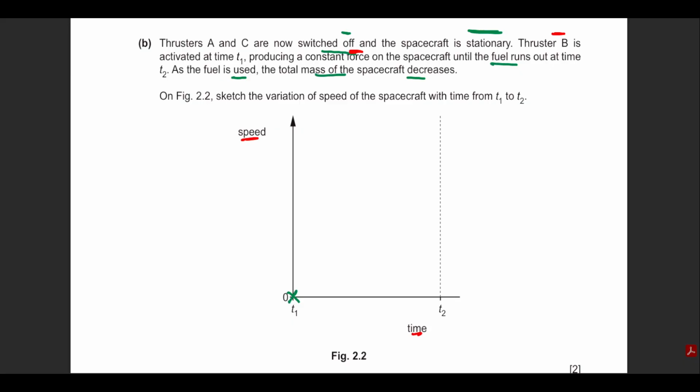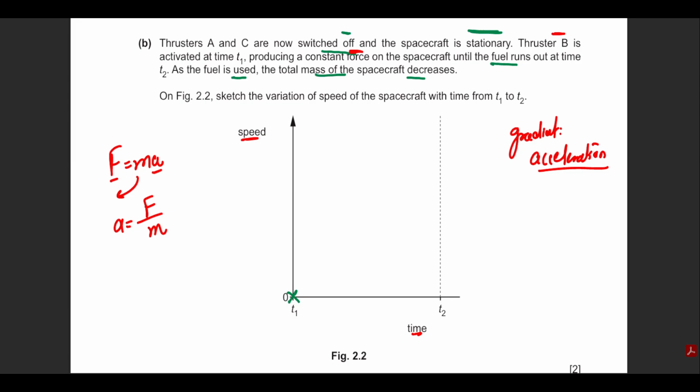The speed-time graph, if you notice, the gradient of this graph gives me the information about acceleration. So if I can predict what's going to happen with the acceleration, I can predict in mathematics terms what's going to happen to the graph. So using F equals ma, I realize that the force is constant, okay? But if I want to find the acceleration, I have to make that the subject of the formula. This is going to be F divided by m. Now, since the fuel is being used up, mass is being reduced, force is constant, as he says in the question, constant force. So if mass is decreasing, what's going to happen to the acceleration? The acceleration is going to increase gradually.